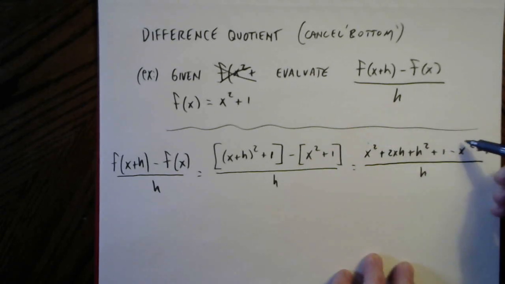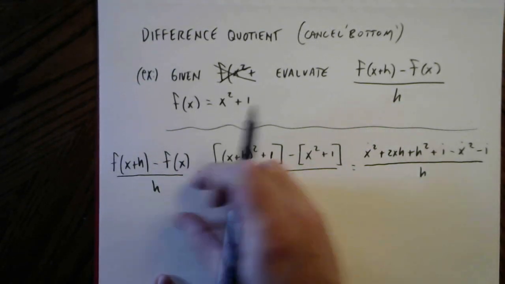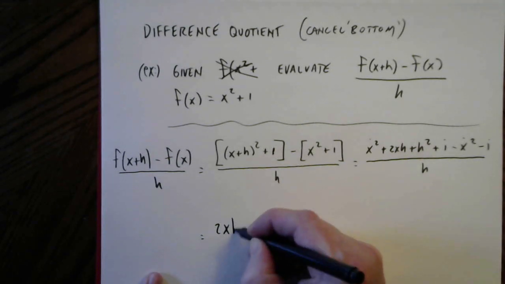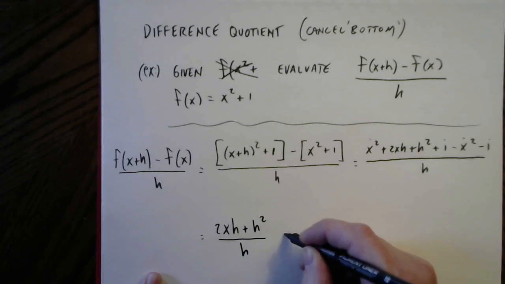I got an x squared minus an x squared. I got a 1 minus a 1. So 4 of these 6 terms vanish. I hate going this way, but I don't have a choice. So I'm left with 2xh plus h squared over h.